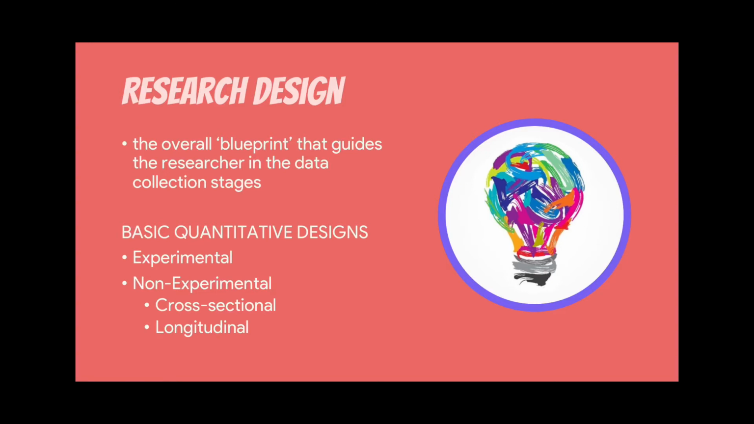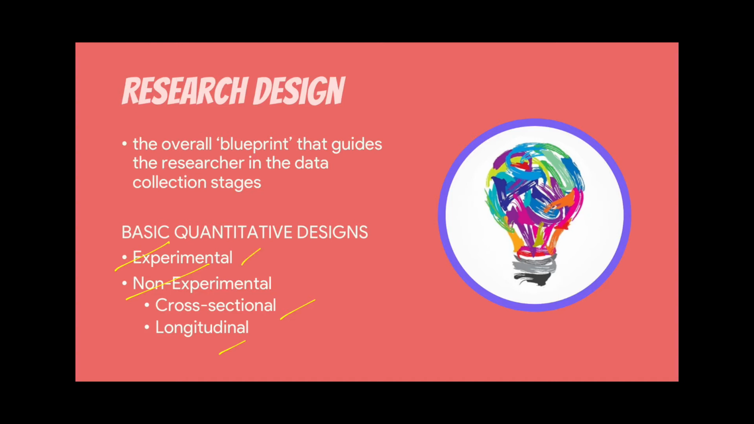So basically, when we talk about quantitative designs, there are two general types, and these are experimental design and non-experimental designs. And under non-experimental designs, we have cross-sectional and longitudinal designs. Now, what is the difference between experimental and non-experimental designs?